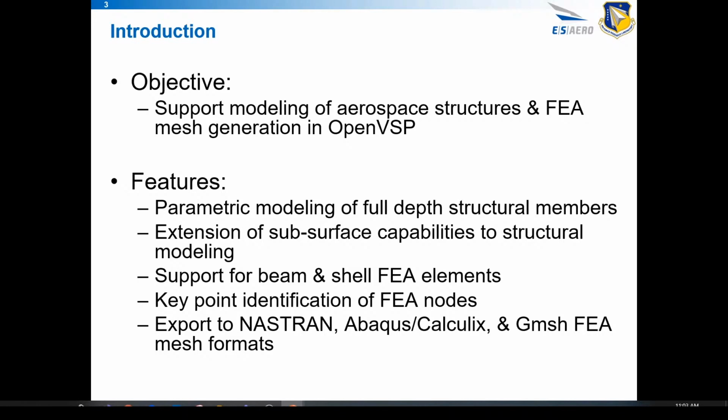You can use subsurfaces to model different areas of your structure. We have beam and shell elements. Those are the two FEA elements that we support. We have key point identification, which I'll describe in more detail later, that places a node at a specific point on the surface that you would like it to, and that can be used for attachment points, point masses, things like that. We have exports to Nastran, Abaqus, or Calculix and Gmsh in these FEA mesh formats, but also you can export STEP and IGES if you want the analytical surfaces.